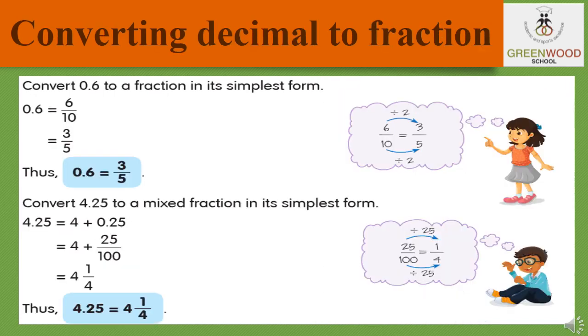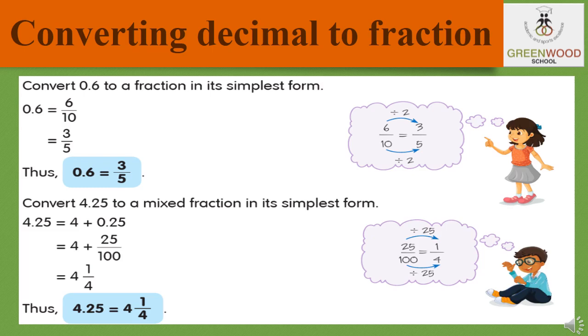Next topic is converting decimal to fraction. First example, convert 0.6 to a fraction in its simplest form. Now after point there is one digit, so in the denominator 10 will come. That means 0.6 is equal to 6 by 10, which on further simplification gives us 3 by 5.